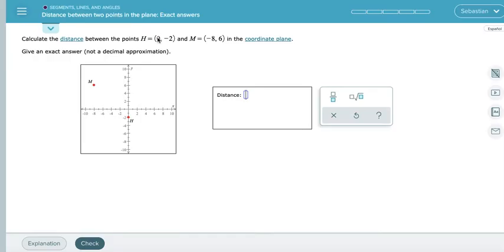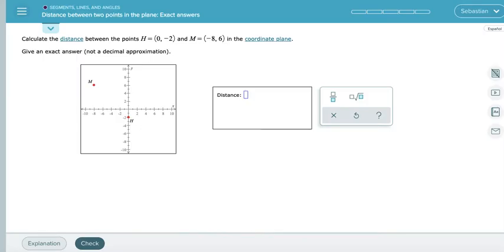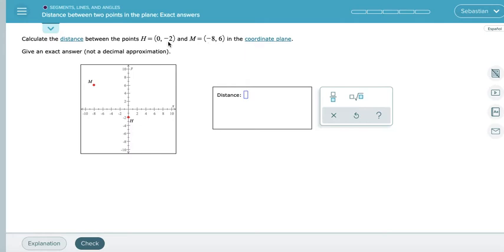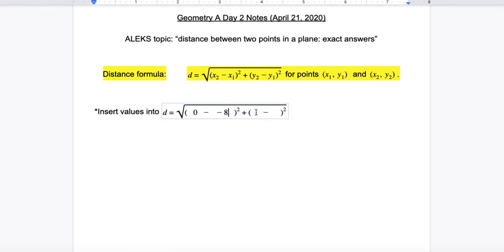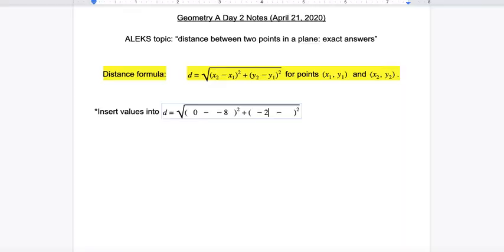So your x1 is 0. So I'm going to type in a 0 right here. And then your x2 is negative 8. So I'm going to type in negative 8 right there. My y1 is negative 2. So I'm going to type in negative 2. And then my y2 would be 6. So we put in a 6 right there.